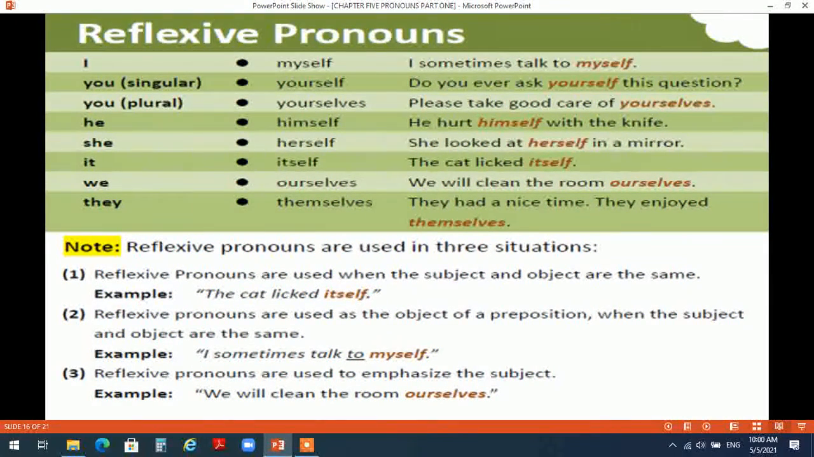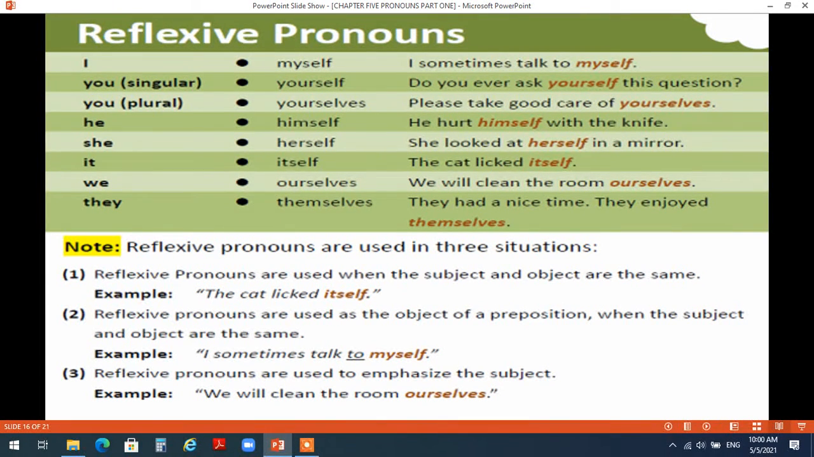The cat licked itself. We يقابل الضمير الانعكاسي ourselves. We will clean the room ourselves. They يقابل الضمير الانعكاسي themselves. For example, they had a nice time. They enjoyed themselves. هنالك ملاحظات تخص الضمائر الانعكاسية وهي تقول إن reflexive pronouns are used in 3 situations. ممكن أن تستخدم في 3 حالات.